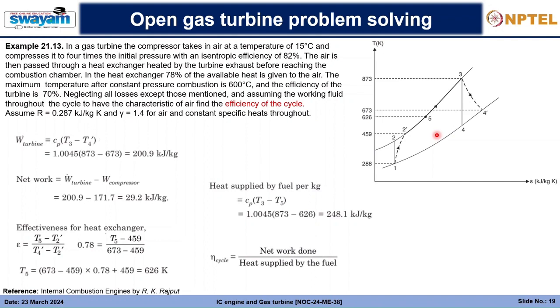So the cycle efficiency will be net work done divided by heat supplied by the fuel, and we will get 11.7%. So the way of solving all these problems is quite the same. You just have to be consistent with all the parts, what you have and what you need to calculate. If you can simply think on that, you will be able to solve these problems.